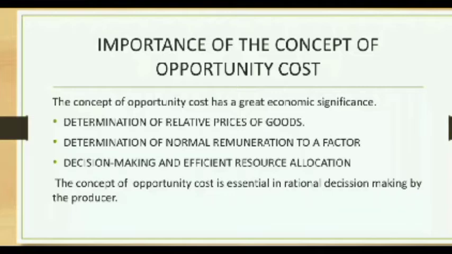Second is determination of normal remuneration to a factor. It implies that if a productive factor is to be retained in its next best alternative use, it must be compensated or paid at least what it can earn from its next best alternative use. Third is decision making and efficient resource allocation. The concept of opportunity cost is essential in rational decision making by the producer.